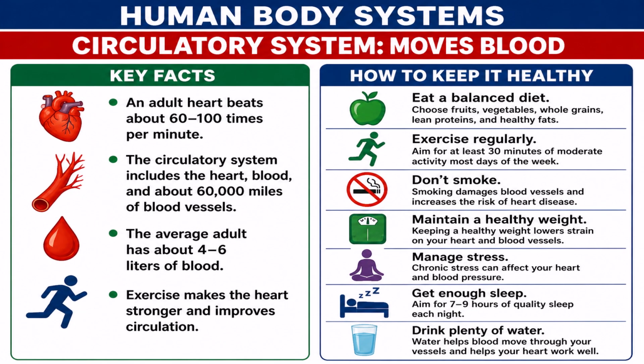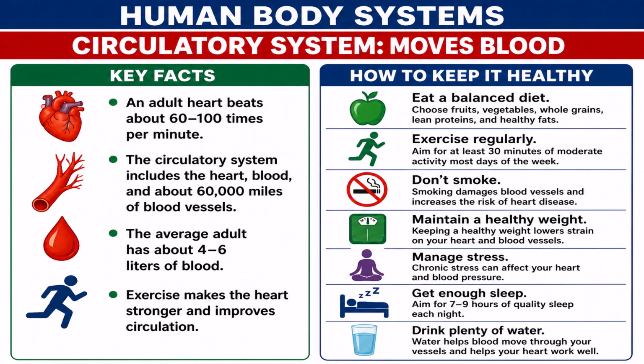Here are some more key facts about the circulatory system that moves blood. An adult heart beats about 60 to 100 times per minute. The circulatory system includes the heart, blood, and about 60,000 miles of blood vessels. The average adult has about 4 to 6 liters of blood. And another key fact is that exercise makes the heart stronger and improves circulation.